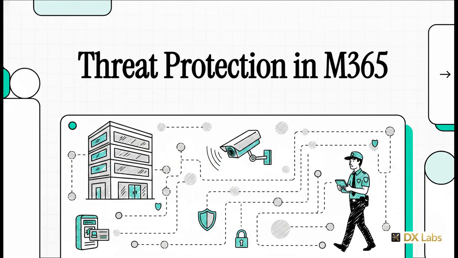Imagine a massive, modern, corporate office building. Security there isn't just a single locked front door, right? It's a totally coordinated, intelligent system. We're talking badge readers, security cameras, and roving guards, all constantly communicating with each other. That is exactly how we need to think about Microsoft 365's holistic threat protection.